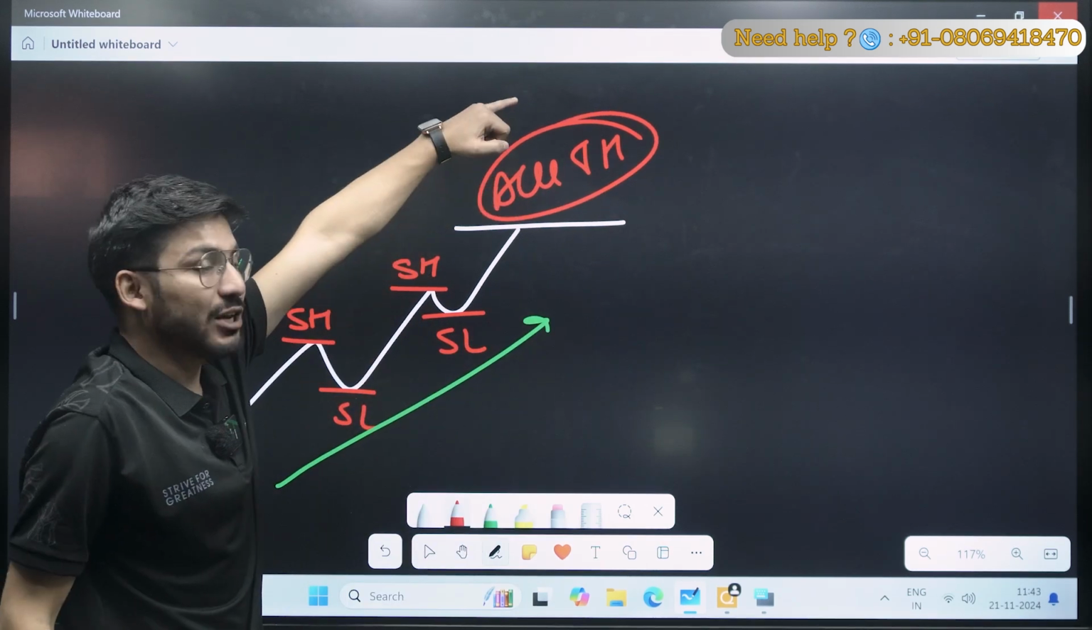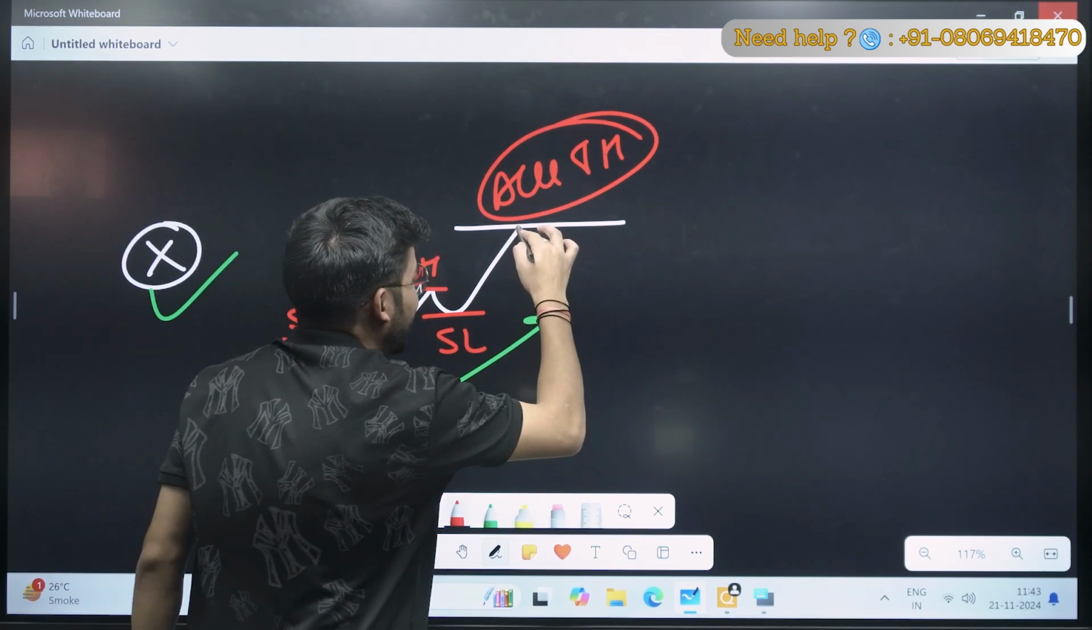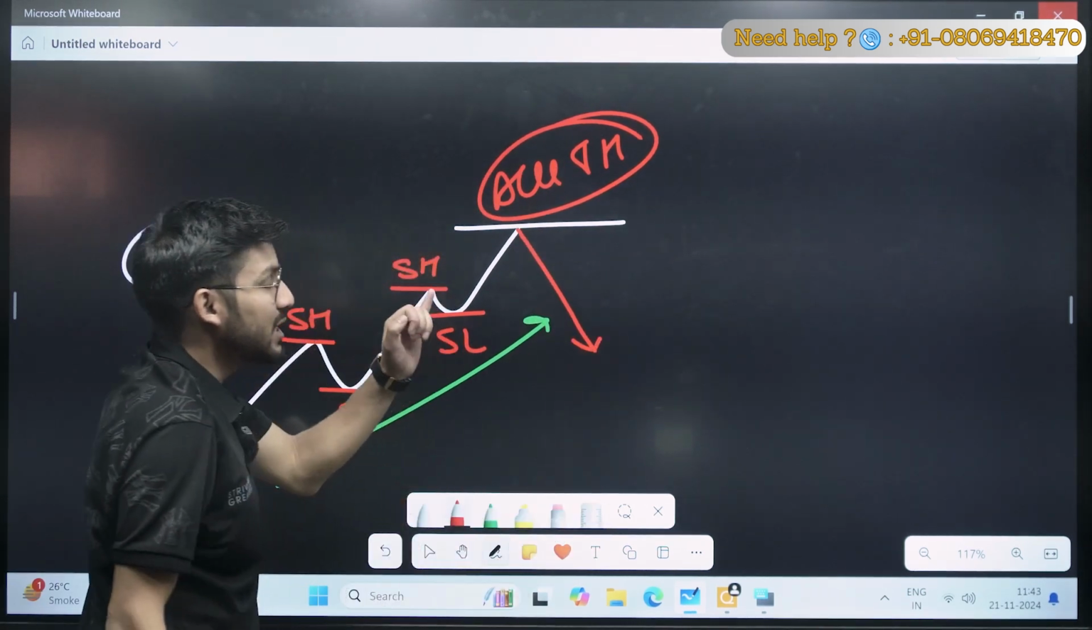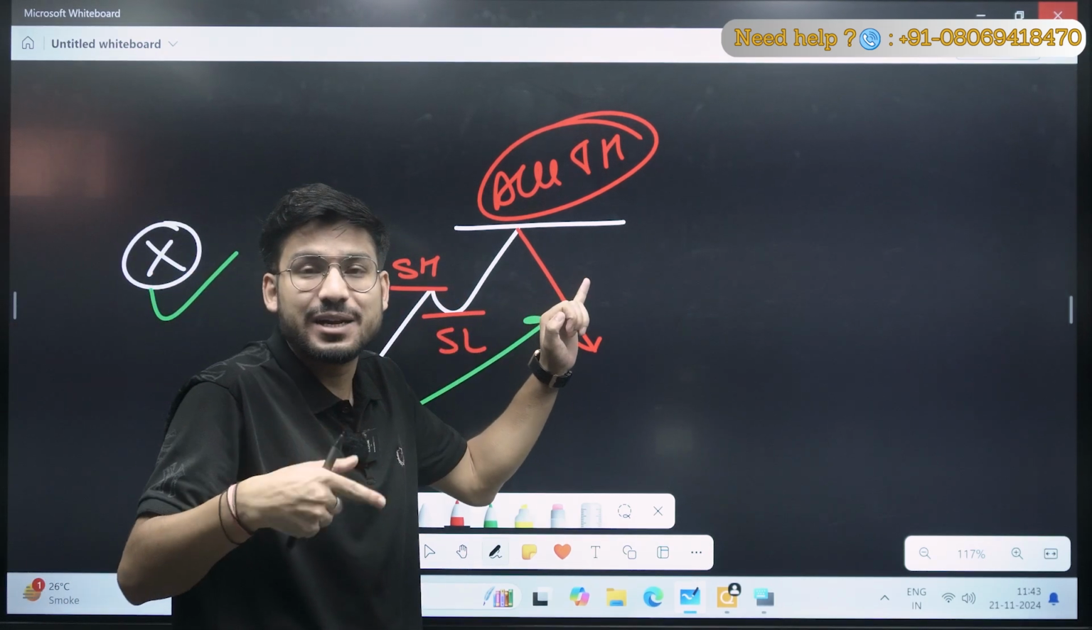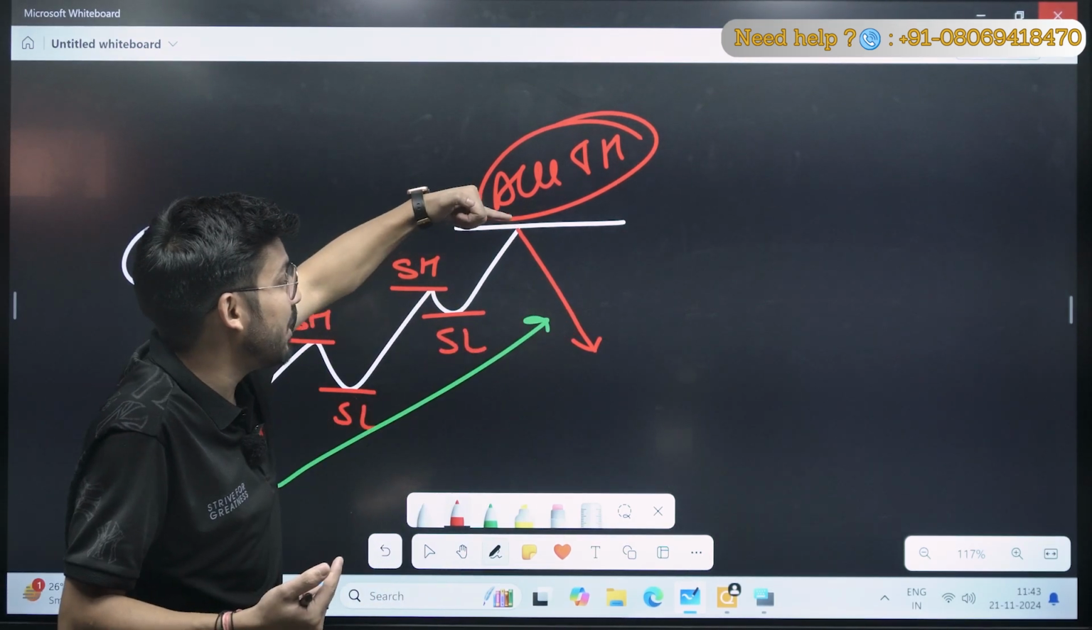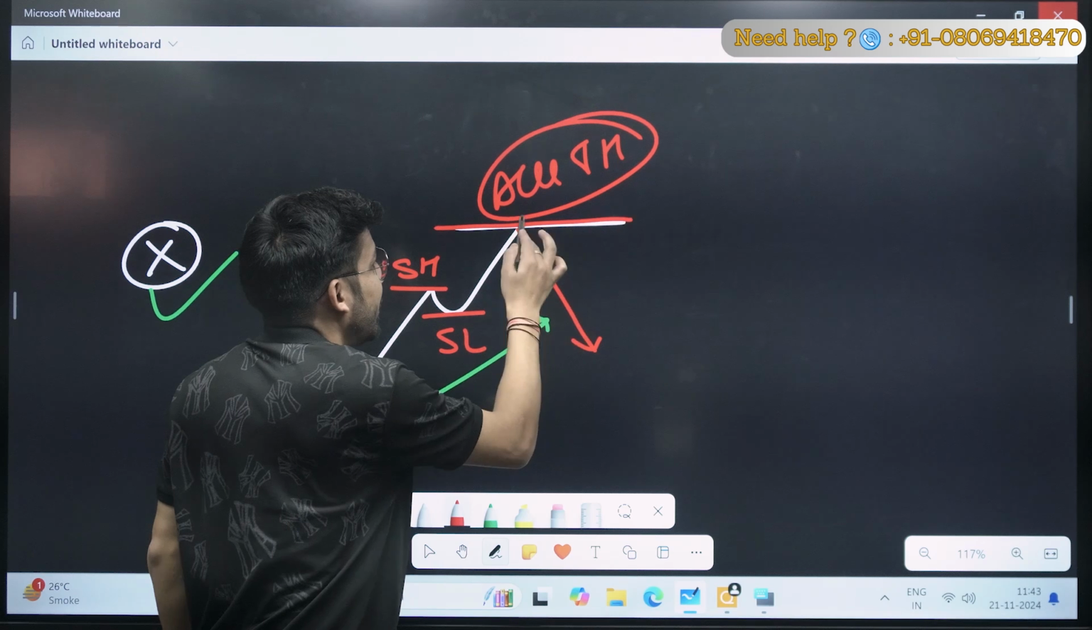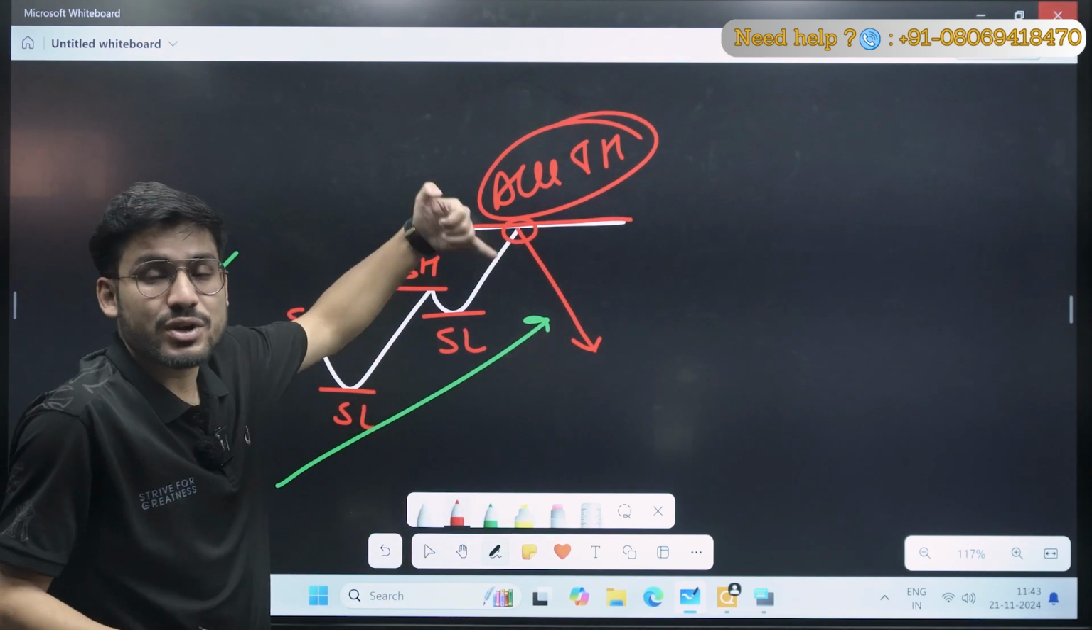If it is at an all-time high and it is getting rejected here, again you don't have to wait for multiple rejections. If there is a major swing high, an all-time high, that will automatically be considered as your resistance.